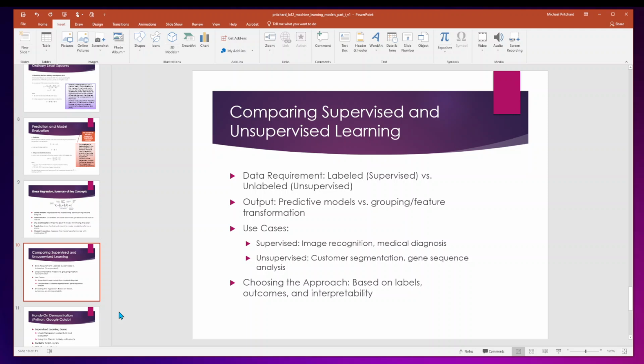Then the use cases. For supervised, you can see here image recognition. I mentioned that before. That's a good one. And for unsupervised, you can do customer segmentation. We used to do that a lot on the industry side. Spent a lot of time doing some fancy customer segmentation for market sales analysis, but also all kinds of other stuff. Unsupervised is such a powerful tool, especially considering that some of the algorithms have been around for hundreds of years.